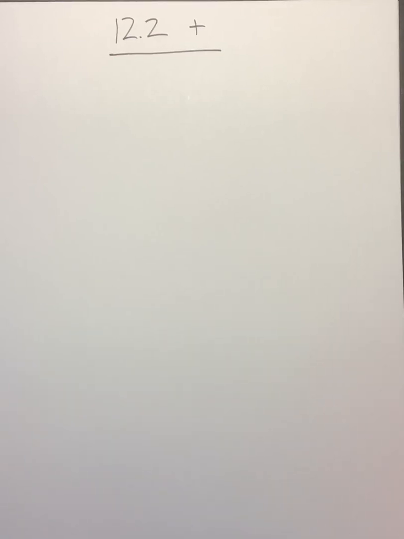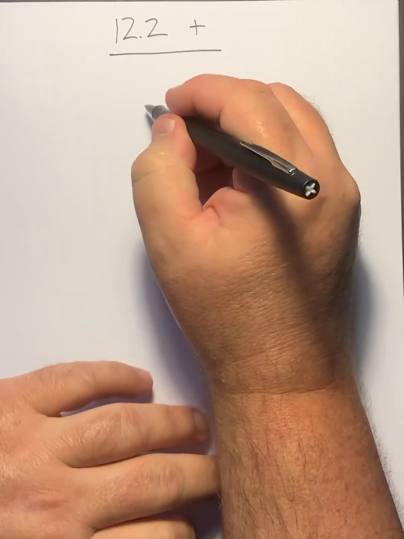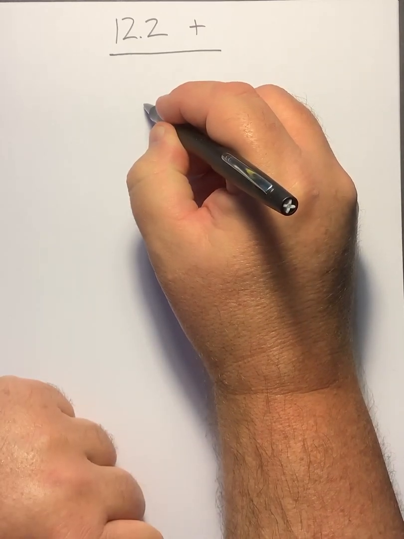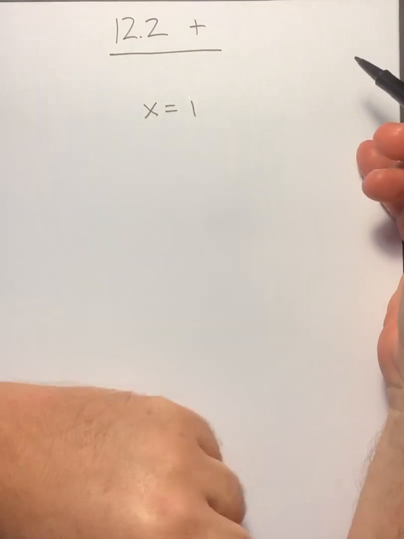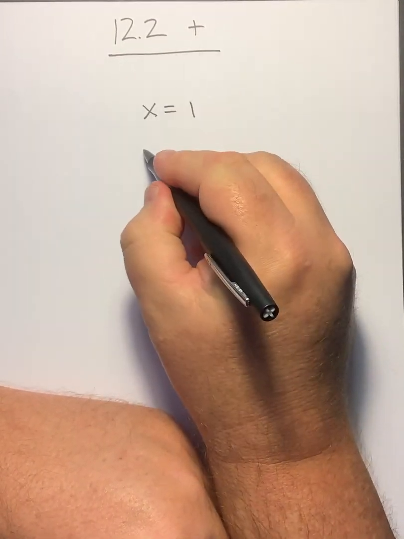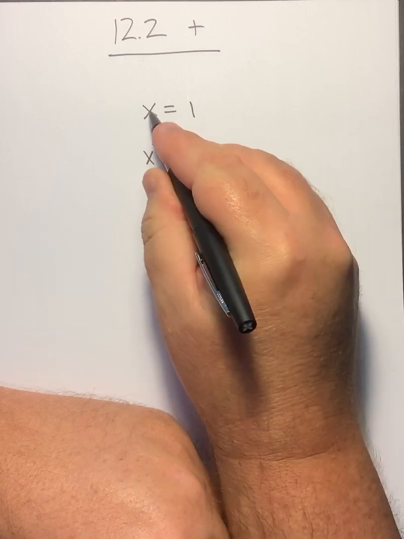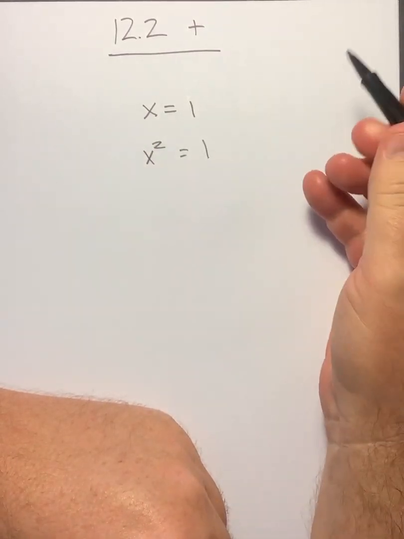Okay, 12.2, this is a little extra help on 12.2. So we're remembering from algebra that when I take a number, for example, when I say x equals 1, and then I say to you, square both sides, you would say x squared is x squared, and if I square 1, I get 1, right?